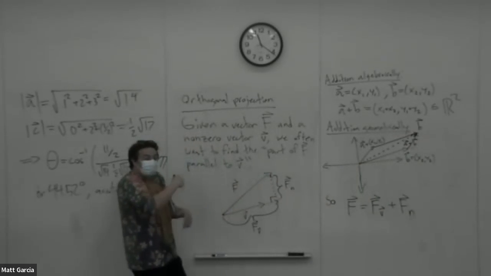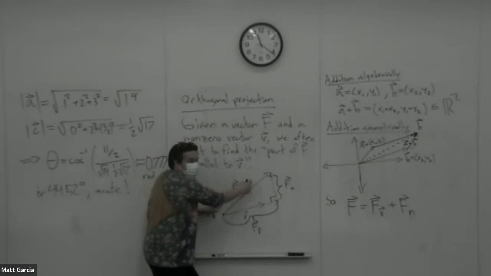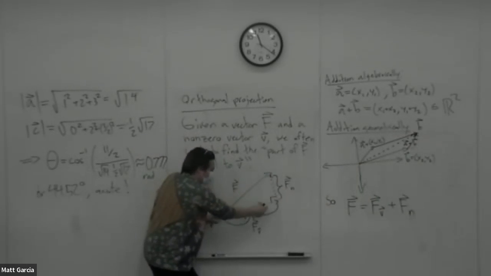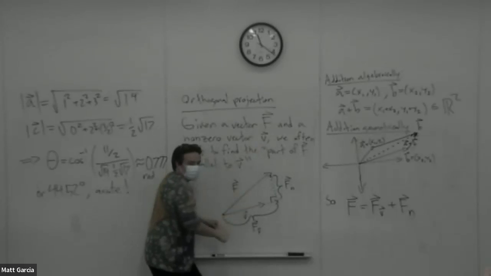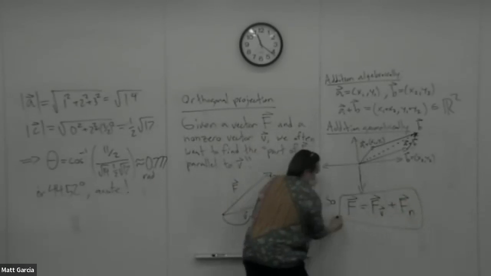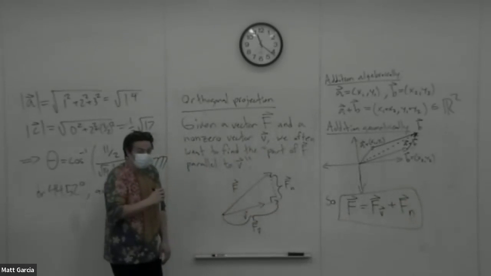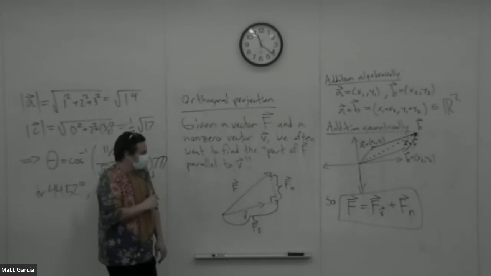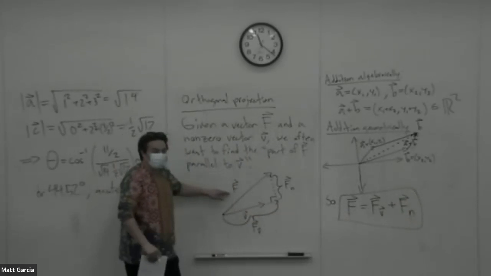But see, I'm doing the reverse process because I started with F, and then I came up with this parallel part and drew an orthogonal vector part to get back a sum, to come up with this. Okay? This is what we call decomposing the vector F hat.